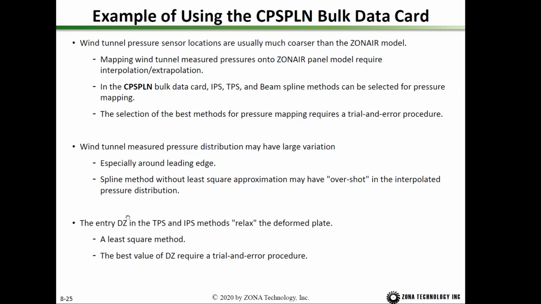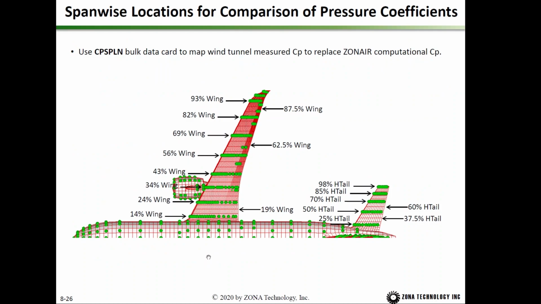edge. So the entry DZ in the TPS and IPS can relax the deformed plate, and by a least square method, the best value of DZ also requires a trial and error procedure. So this is one example, a ZONAIR model, and the green circles are the wind tunnel CP sensor locations. And so we want to interpolate the wind tunnel measured CP onto the ZONAIR panel model.